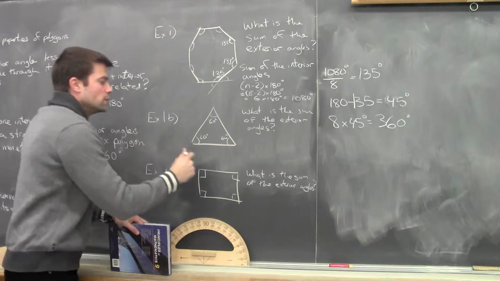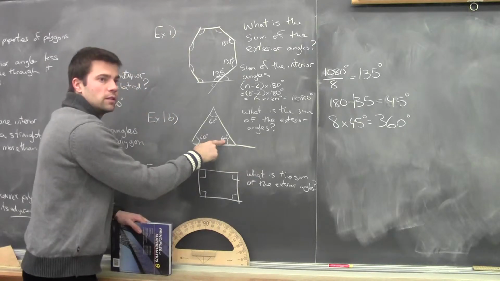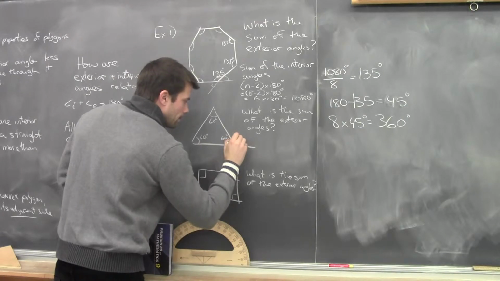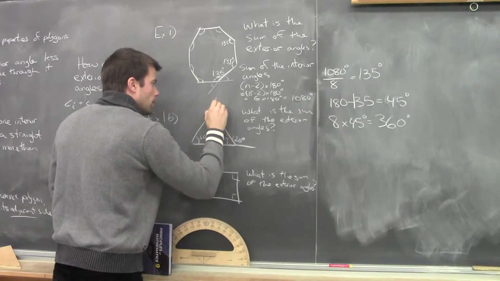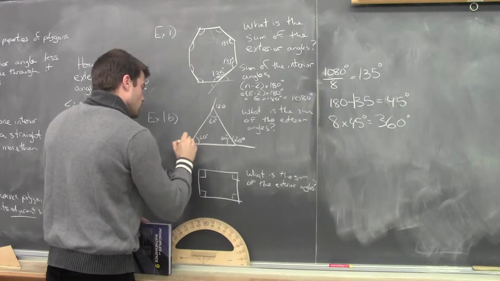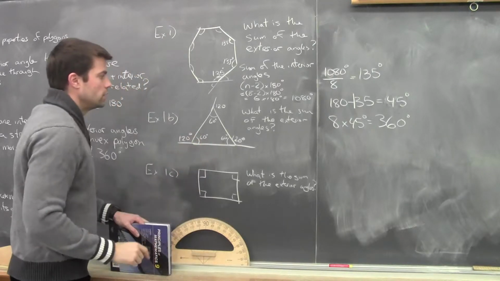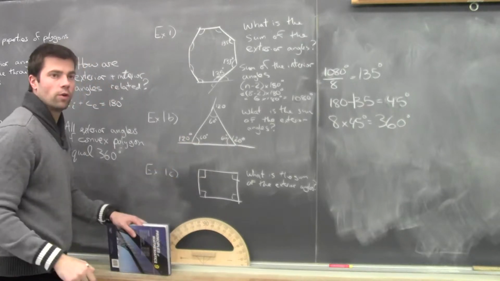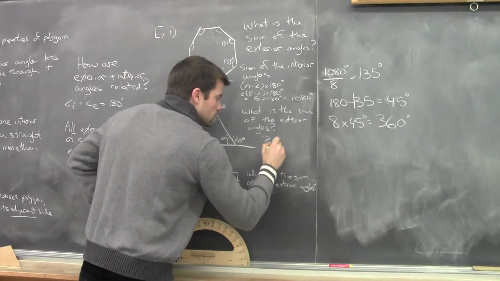Let's look at a triangle, much simpler. What's 180 minus 60? 120. Right, so this is much easier. What's the sum of all the exterior angles? 120 plus 120 plus 120. Again, we have 360 degrees.